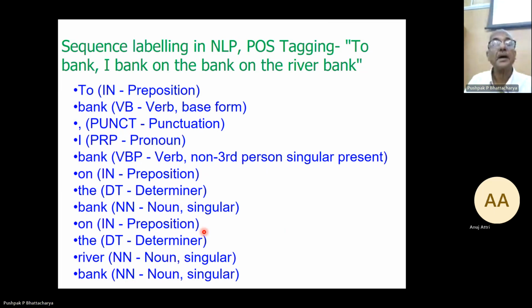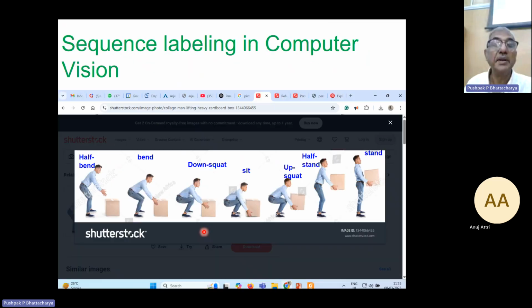Okay. Now the question that will arise is: how do you get the probability of down squat given the previous state was bend? Or probability of half stand given the previous state was sit? How do you get these values? Any idea how you get those probabilities?